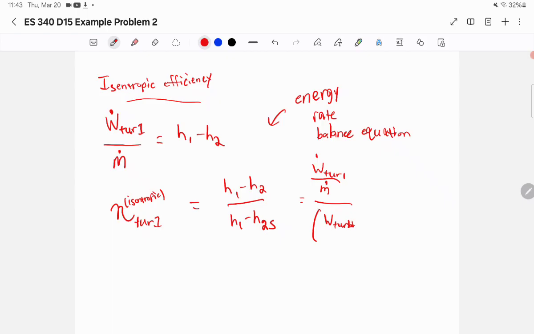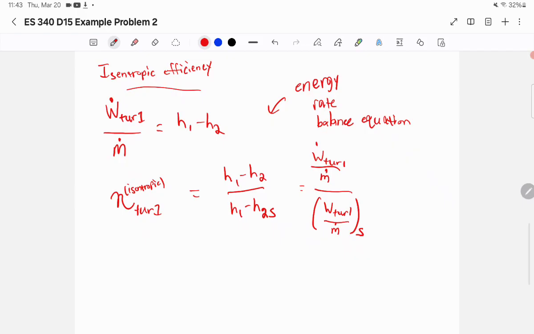Which we denote with an S here. That's the isentropic one. That's the difference between these two. So now we're going to get an actual example where you can find h2s. It's not terribly difficult, but we do need to be able to do that, and so we'll get there. The same thing's going to happen for turbine 2.